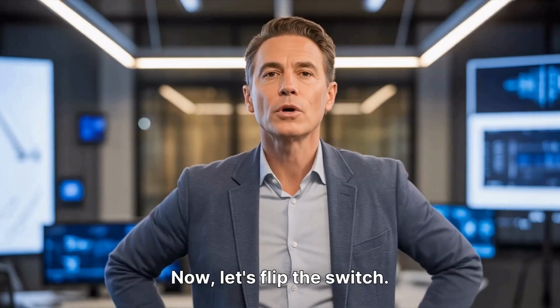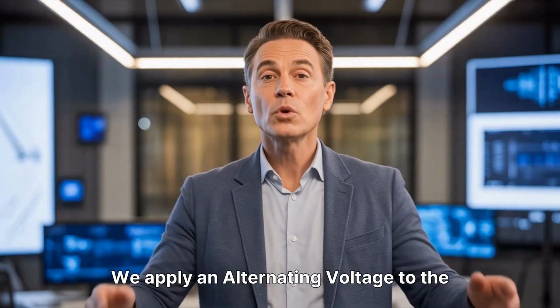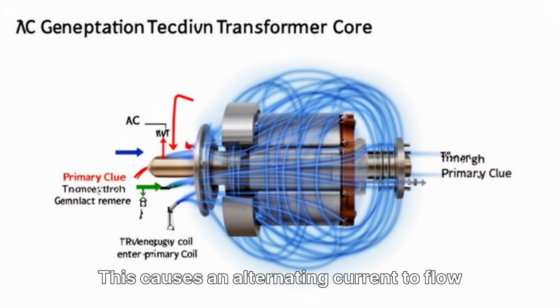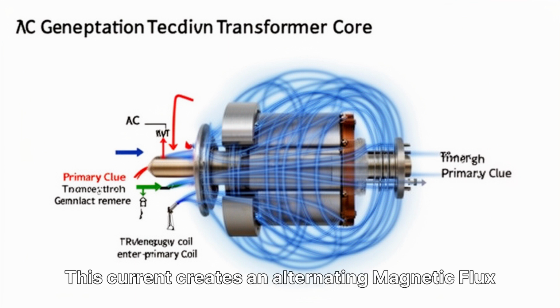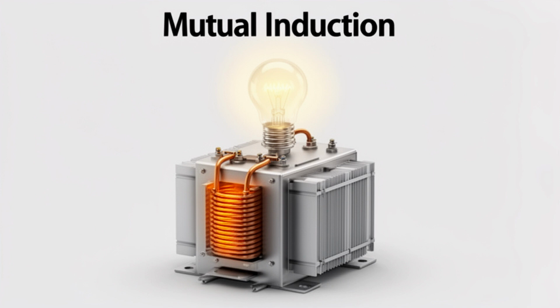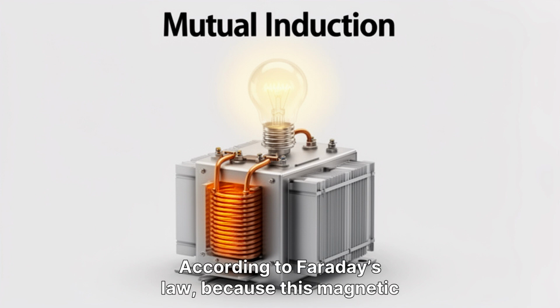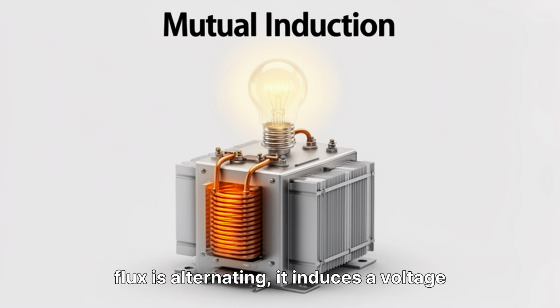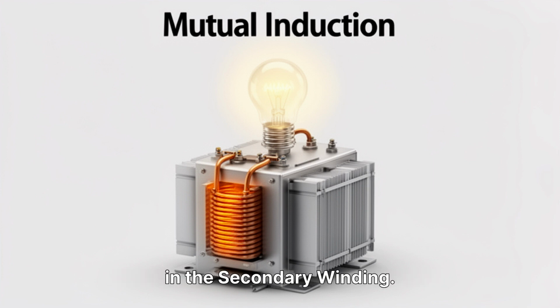Now, let's flip the switch. We apply an alternating voltage to the primary winding. This causes an alternating current to flow in the primary coil. This current creates an alternating magnetic flux in the core. Because the core is a magnetic highway, this flux flows around the loop and cuts through the secondary winding. According to Faraday's law, because this magnetic flux is alternating, it induces a voltage in the secondary winding. This is called mutual induction.